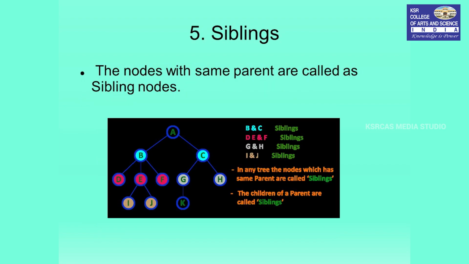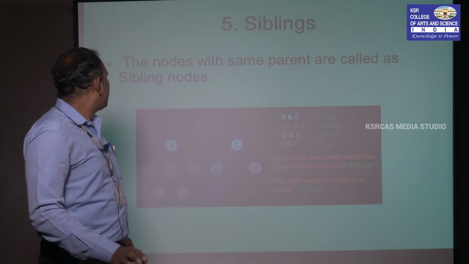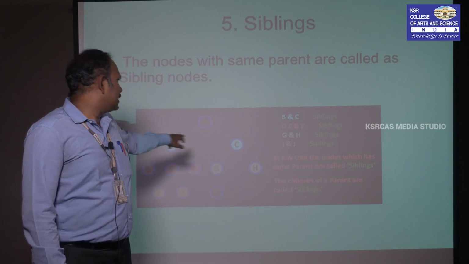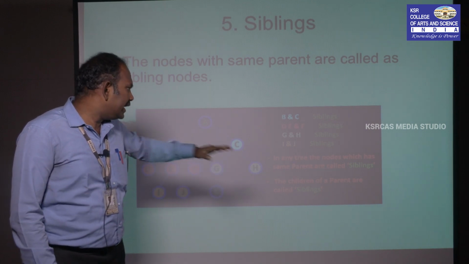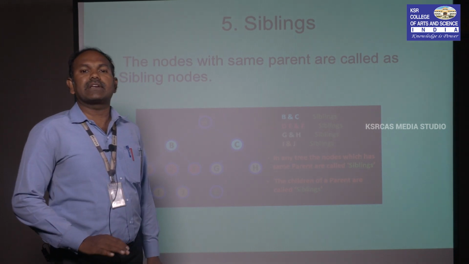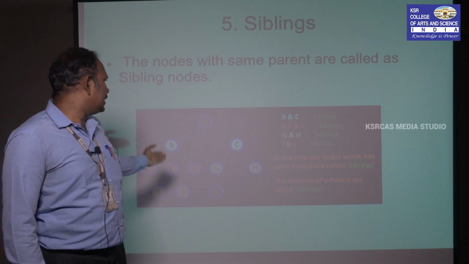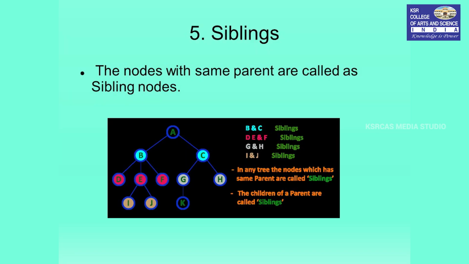Next one, siblings. Siblings means nodes with the same predecessor. In a tree, B and C are at the same level, meaning nodes which have the same parent are called siblings. So here B and C are siblings, and D, E, F and G, H are siblings. The children of a parent are called siblings.